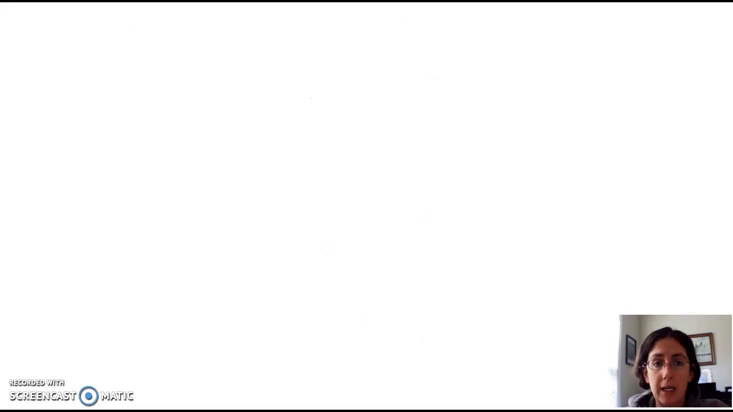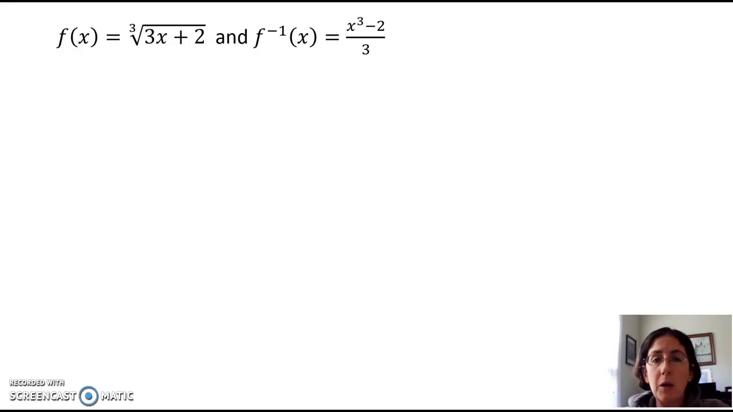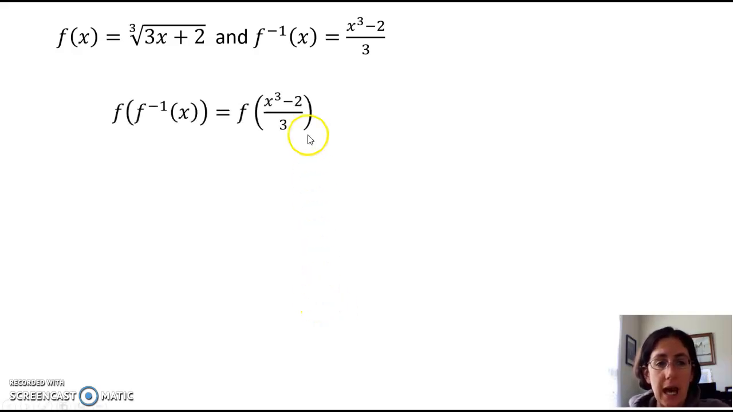But let's check. And to check, here is my f and my f inverse. I'm going to compose them together and make sure that I'm just left with that original input x. So we'll do f composed with f inverse first. So into f, I'm going to put the entire f inverse function. So look at what f does. It's the cube root of 3 times your input plus 2. So the cube root of 3 times whatever the input is, which happens to be f inverse, plus 2.